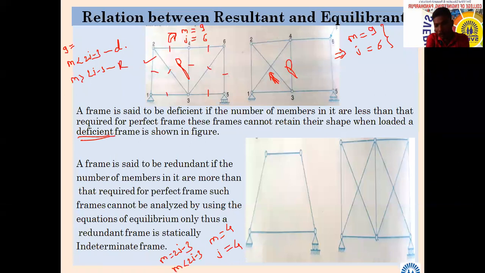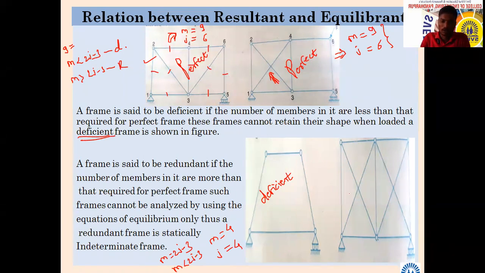So if it is less, the number of members is not sufficient to take the load. Then what type of frame will it be? Deficient frame. We are going to call it a deficient frame. So here it is a perfect frame, and here also perfect.